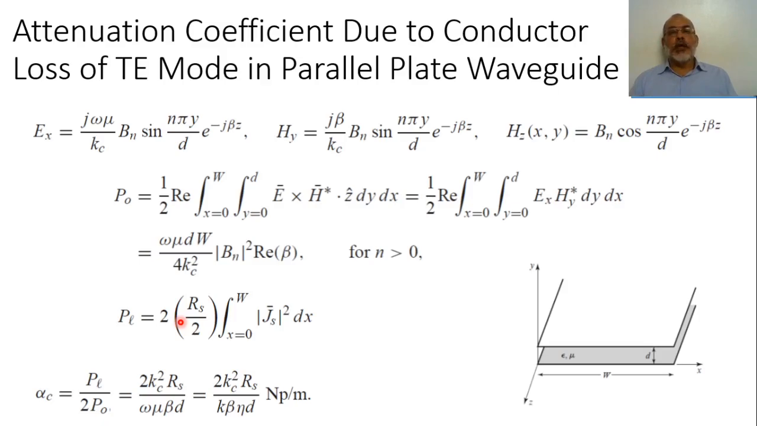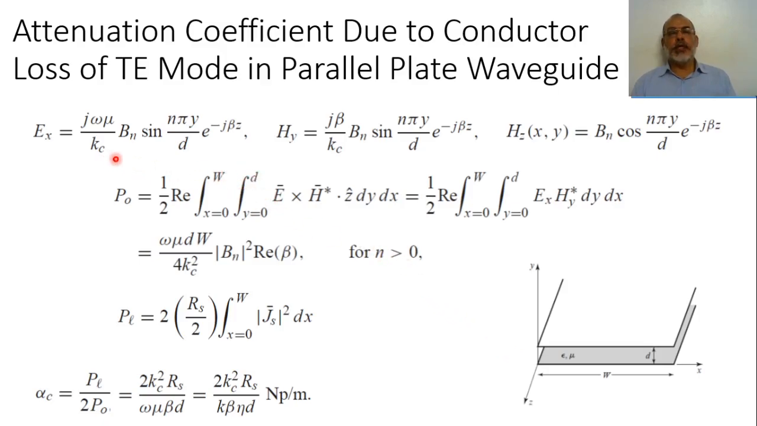In a similar way, we can calculate the attenuation coefficient due to the conductor loss for the TE mode in the parallel plate waveguide. At the beginning, we are going to calculate the transmitted power. P0 would be half the real part of the integration of E cross H conjugate dot z dy dx, where dy dx is the integration over the cross-section area of the waveguide.